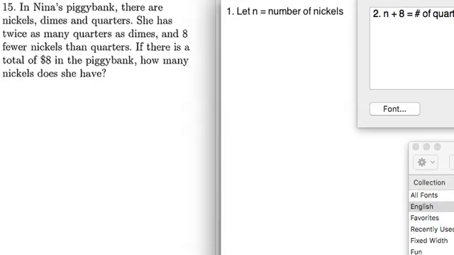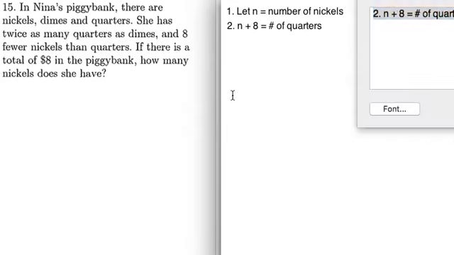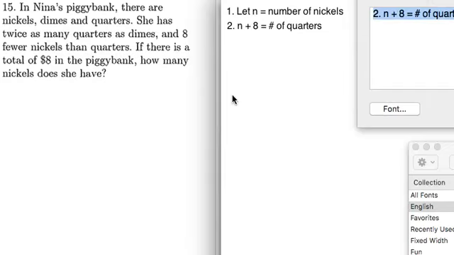Again, I'm not just saying n plus 8 is quarters, I'm saying n plus 8 is the number of quarters, because the value of quarters is going to be something else. Then it says she has twice as many quarters as dimes. If n is your let statement here, this is going to be okay. It just means she has twice as many quarters as dimes, right? If this is my number of quarters, and she has twice as many quarters as dimes, if you had 10 quarters, then she'd have half as many dimes.